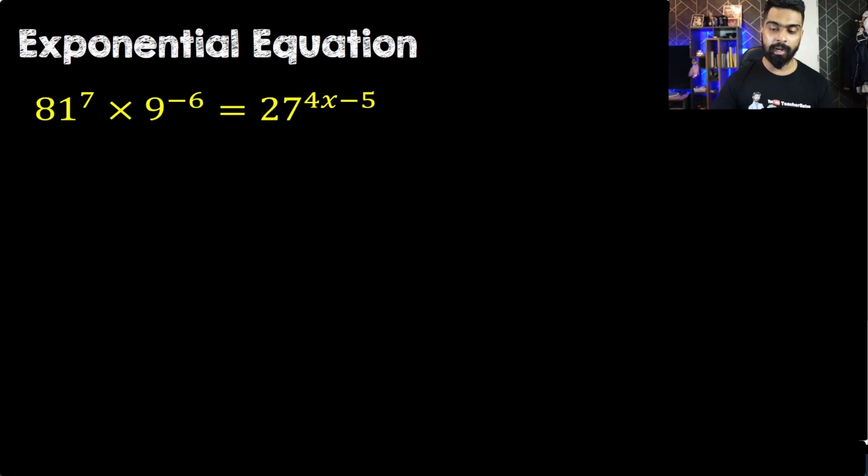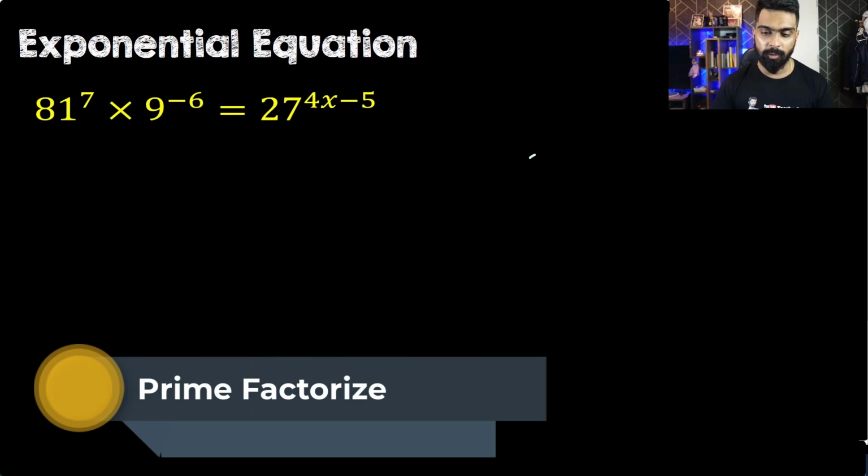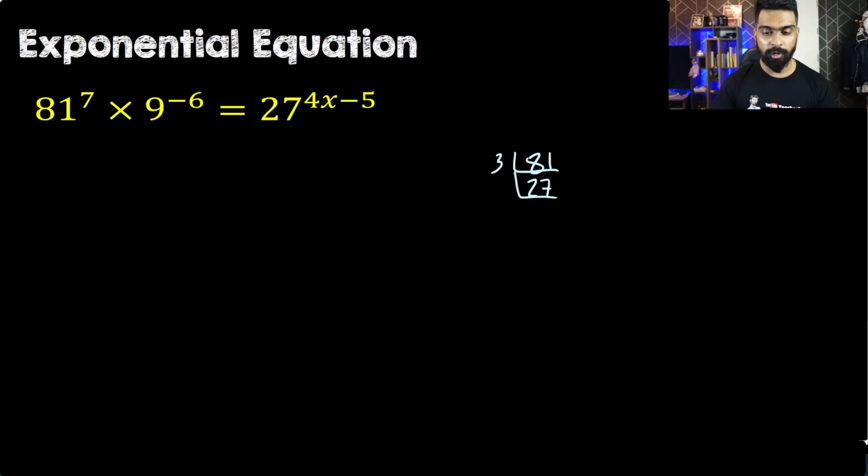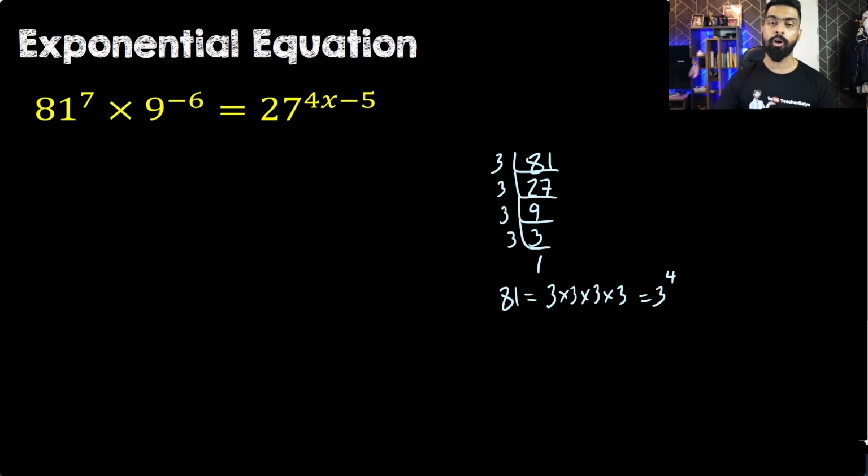Now let's go ahead and prime factorize 81. When we prime factorize 81, we see that it can be divided by 3. 81 divided by 3 is 27, and we divide this by 3 again, which is 9. And 9 can be divided by 3 again, which is 3, and 3 divided by 3 is 1. So we know that 81 is equal to 3 times 3 times 3 times 3, which is 3 raised to the power of 4. So 81 here, I'm going to write as 3 to the power of 4, and this is raised to the power of 7.